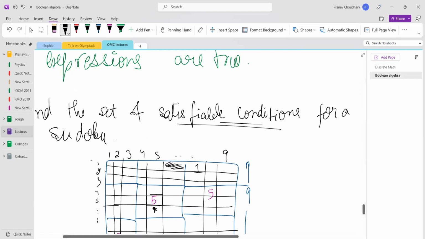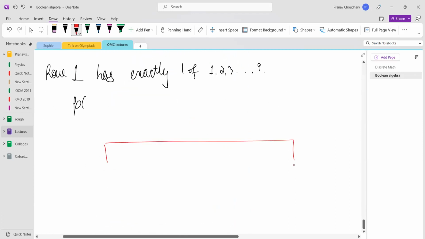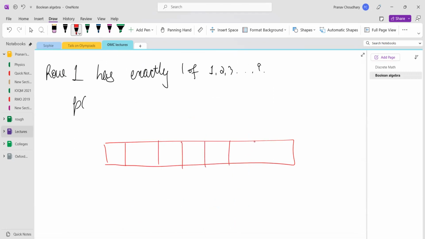What I can do for this, in row 1 particularly, I'll just draw it here. Let's say this is our row 1, with cells 1, 2, 3, 4, 5, 6, 7, 8, 9. I'll go over each cell individually. P(1, j, 1) is true only one time. Yes, exactly, that's the idea. I'll go over each cell one by one and check for the number 1. I want 1 to be there in exactly one of these cells, right?